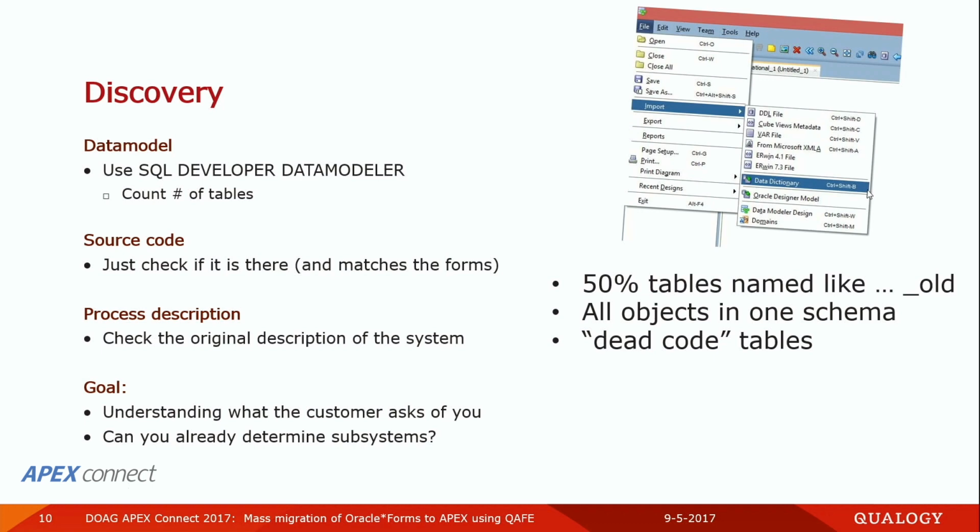Now, here are 3 of the disaster hints. You find 50% of the tables are named like _old, or all objects are in one schema. So there's a database with default Oracle schemas and then another schema with all the data in there and everything. And you find dead code tables. That is, you can see that the tables haven't been touched for several years, but still contain data.